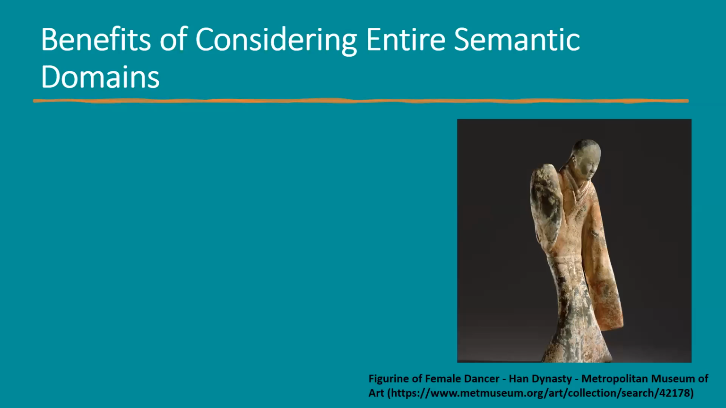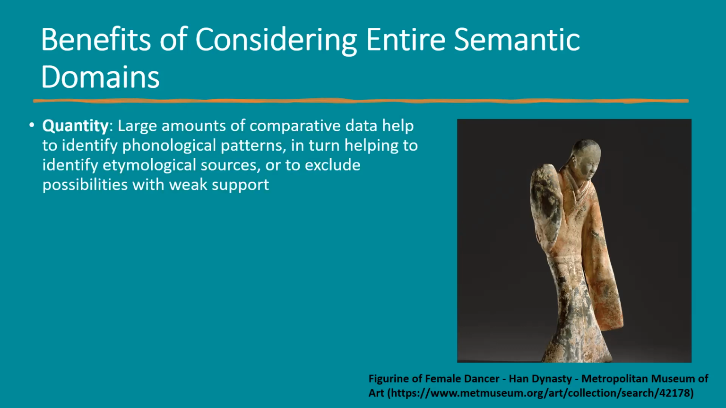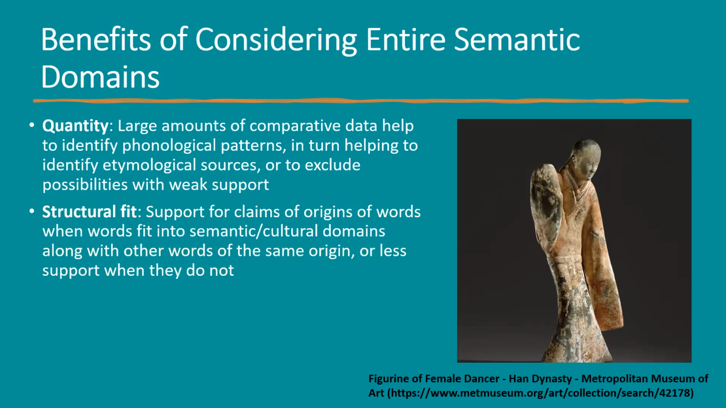Okay, what's different? Well, so I've been taking this approach of looking at entire semantic domains, and I think it's important to consider why. Obviously, we want large amounts of comparative data, which helps us to identify phonological patterns. That's a historical linguistic approach, of course, and that helps us to identify etymological resources and, very crucially, to exclude possibilities when they have weak support. But it is also a matter of structure in these semantic systems. So support for claims of origins of words when words fit into semantic or cultural domains along with other words of the same origin. So I'm not just looking at one word.